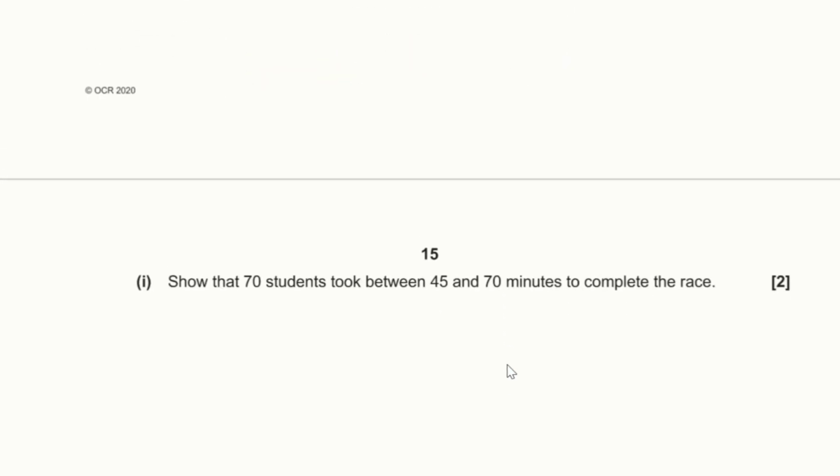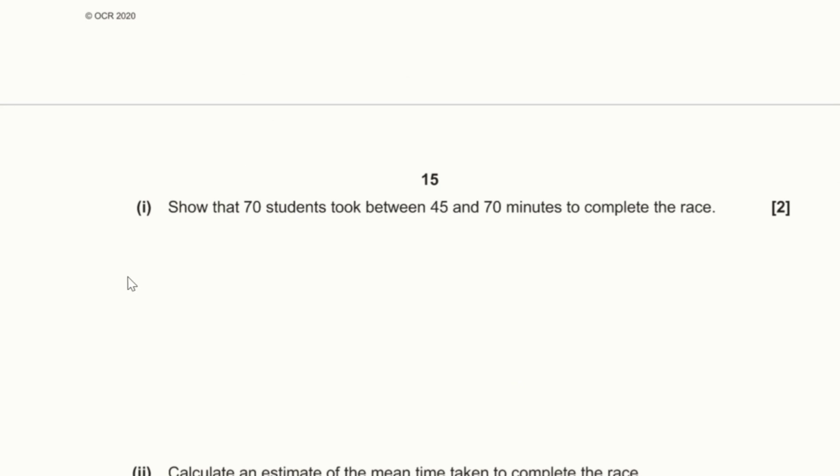And so therefore, what we have is 5 times by 6, and we also have 2 times by 20 being added together. So we have 30 and 40 being added together, which is equal to 70. Next, we have to calculate an estimate of the mean time taken to complete the race. Show your working.